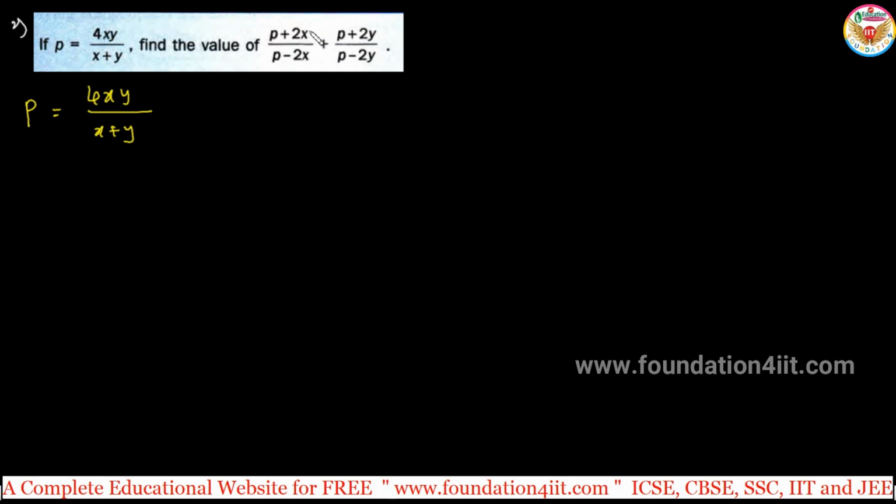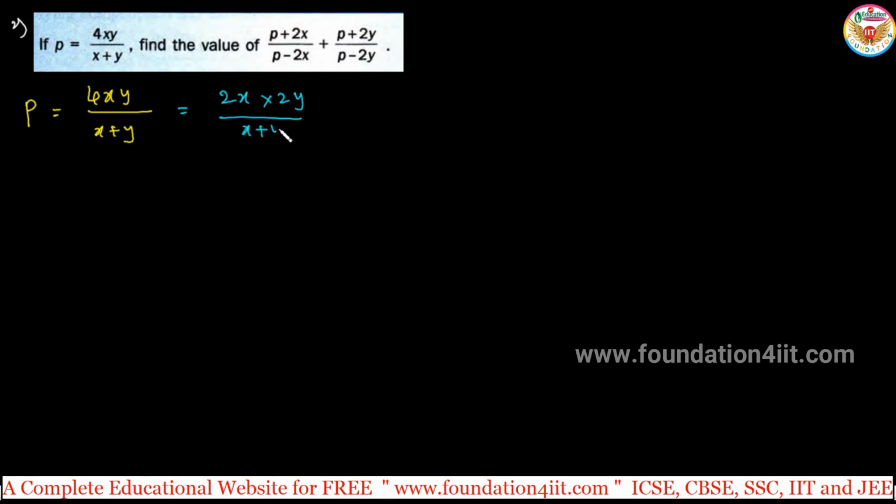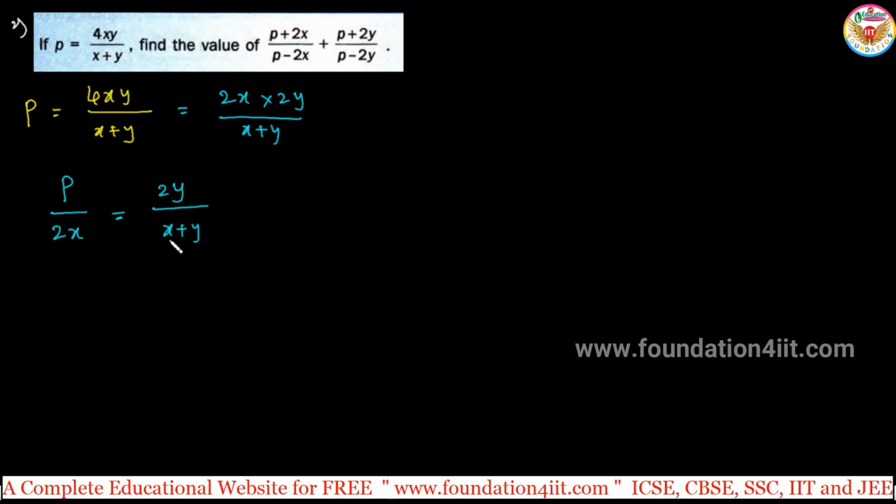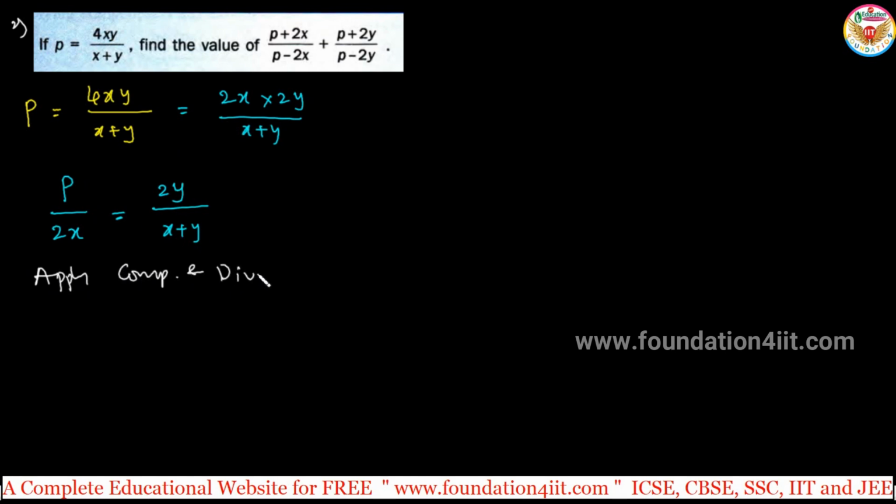If you observe what you have to find, p plus 2x and p minus 2x, 2x is there. So from 4xy, I can write 2x into 2y. 4xy is nothing but 2x into 2y by x plus y. The 2x you can take down to the denominator of p. So p by 2x is equal to 2y by x plus y. Now for this you can apply the componendo and dividendo rule. Direct shortcut.